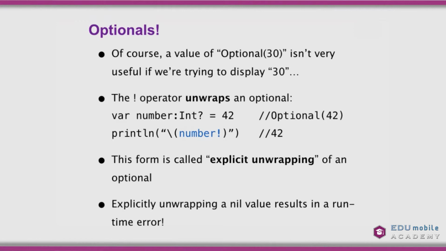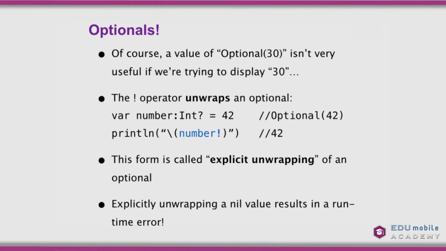Well, that's great, except for one thing. A value of optional 30 is not the same as an integer value of 30, because an int optional type isn't the same type as an int type. So we need a way to get to that 30, not optional 30. So we need to be able to unwrap it.